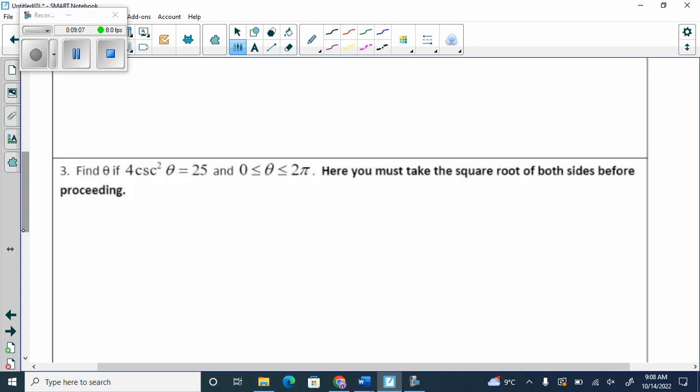Ooh. There's a squared. There's a cosecant. There's so many great things. It's so exciting. Quite riveting, really.